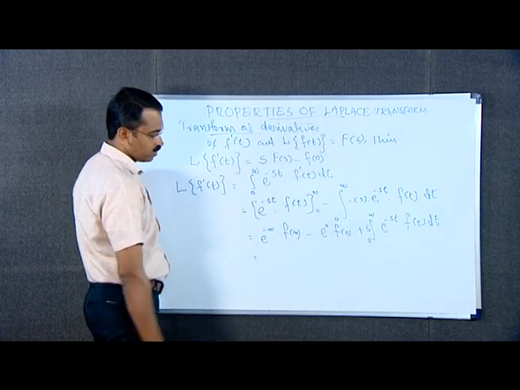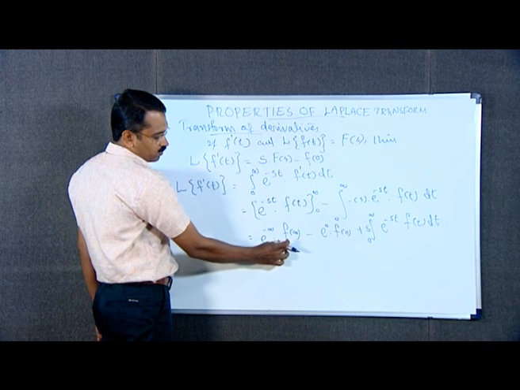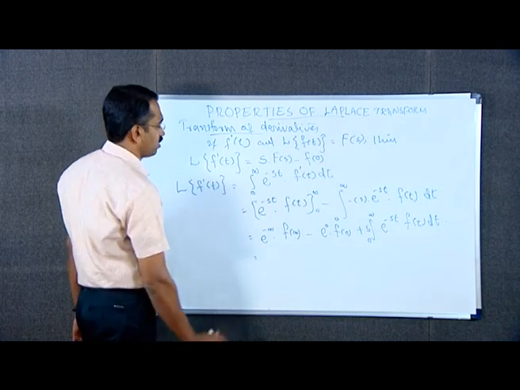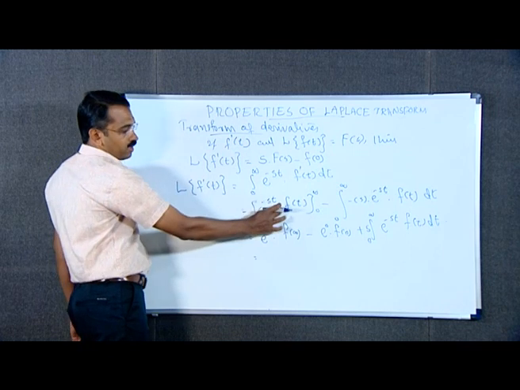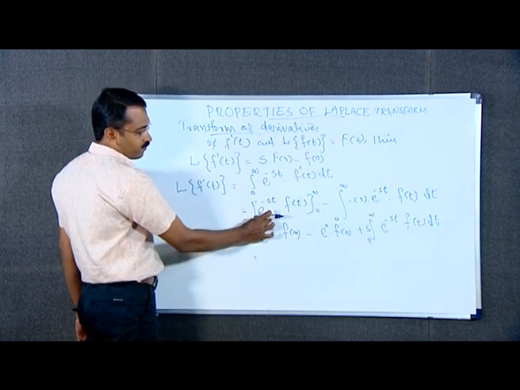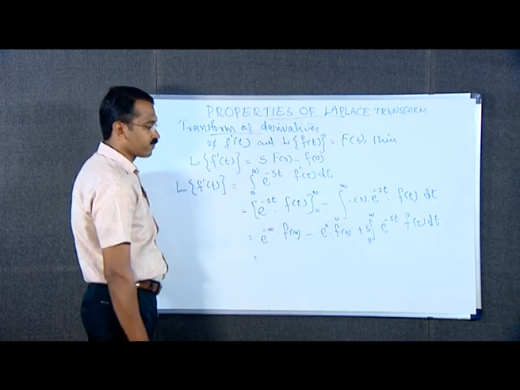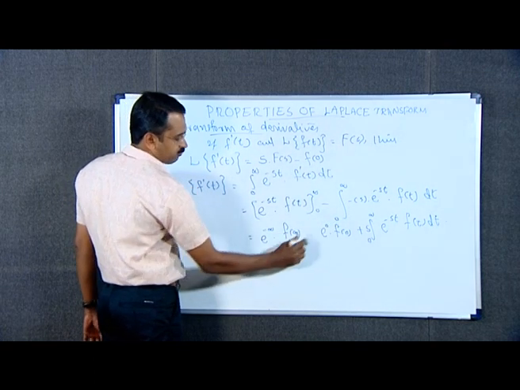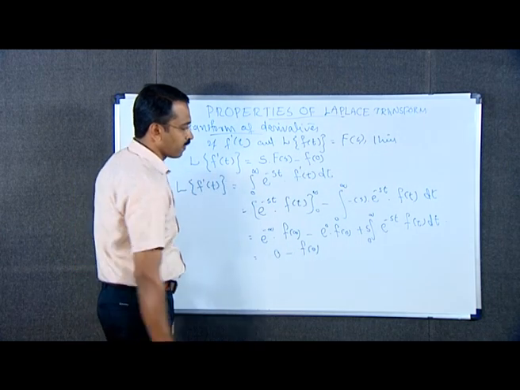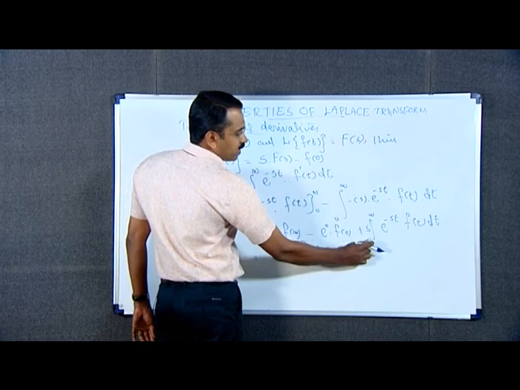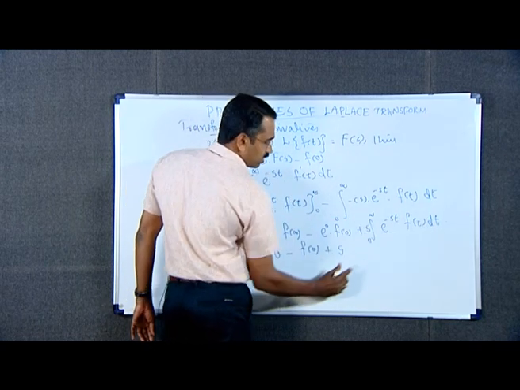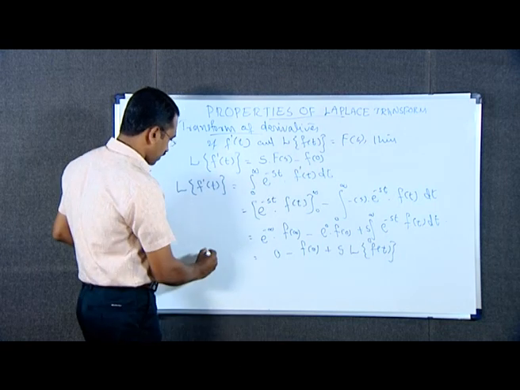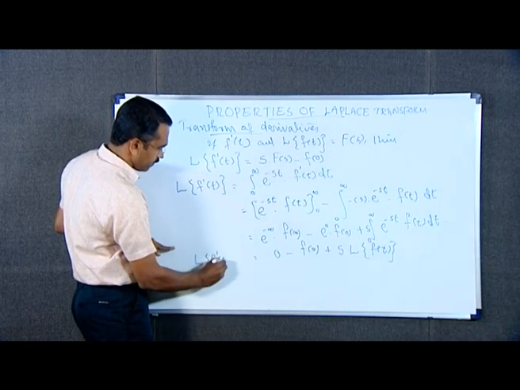This is equal to, here this first term tends to 0 because f of t does not grow more than e raised to minus st. Therefore, this term tends to 0 minus e raised to 0 means 1 into f of 0, that is f of 0, plus s into integral from 0 to infinity e raised to minus st f of t dt, which is the definition of Laplace transform of f of t.